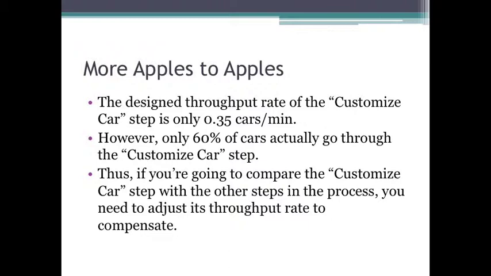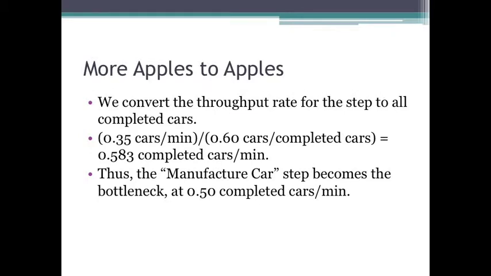Now, keep in mind, when you calculate the throughput rate at each step, you're basically calculating the product that goes through that step per unit time. What you really are interested in is the product that the process can complete per unit time. That's the level of comparison that you want here. So, we have to adjust the throughput rate for each step to compensate. So how do we do this? Well, we have to convert the throughput rate for the step to all completed cars. In other words, cars that the process in its entirety completes per unit time.